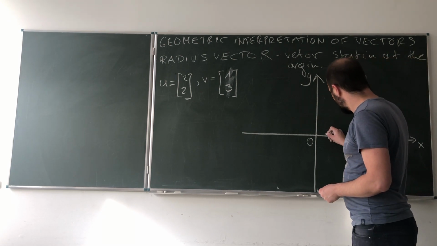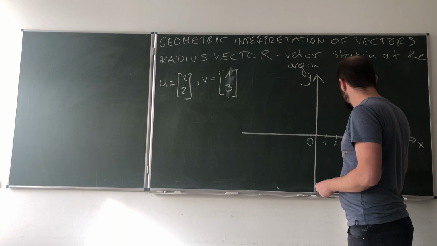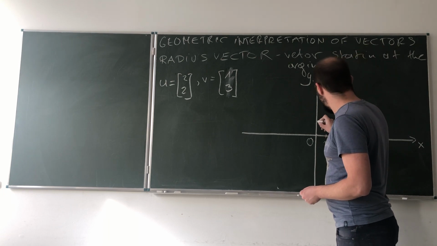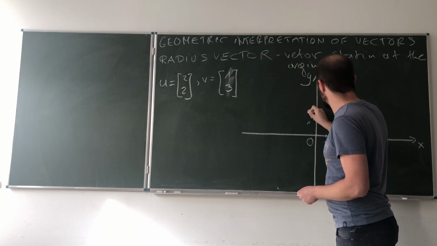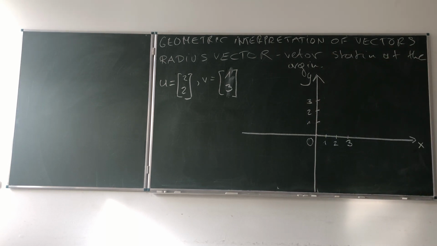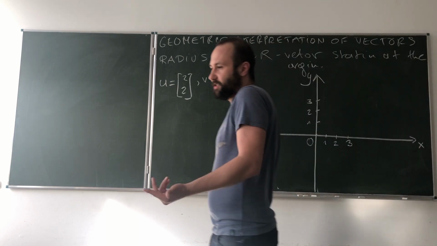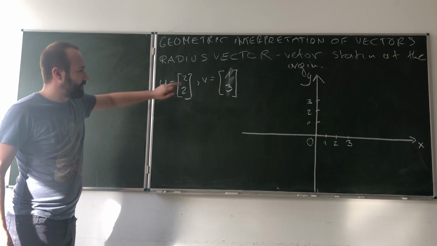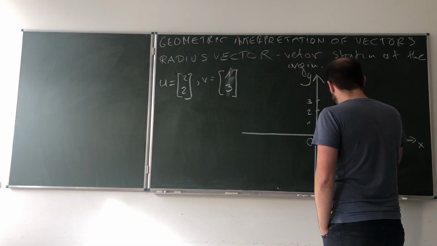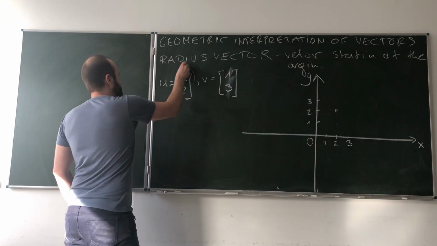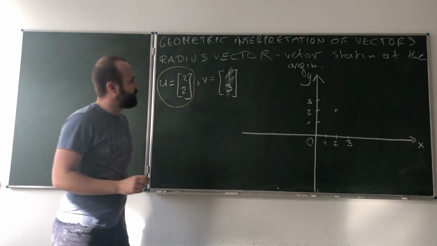Then we've got 1, 2, okay, probably we'll need 3 later. We've got 1 and 2 and 3. Okay, so how do I graph a radius vector? Actually, this is really easy because as the definition suggests, we should just start from the origin. Where should we finish? At the coordinates given over here. So, vector u in our scenario will be vector coming up from the origin.